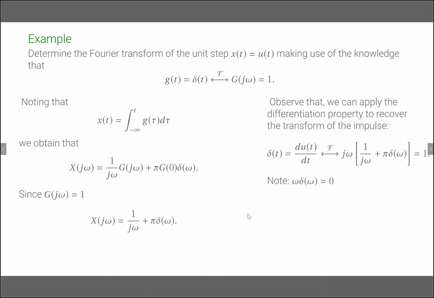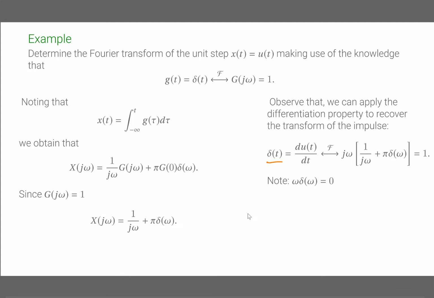And observe that we can apply the differentiation property to recover the transform of the impulse. So delta t is actually du/dt. So its Fourier transform is j omega times (1 over j omega + pi delta omega). In this case, you can see that since we are multiplying with omega, we can use the omega delta omega equal to 0 property. So therefore we recover 1 out of this.